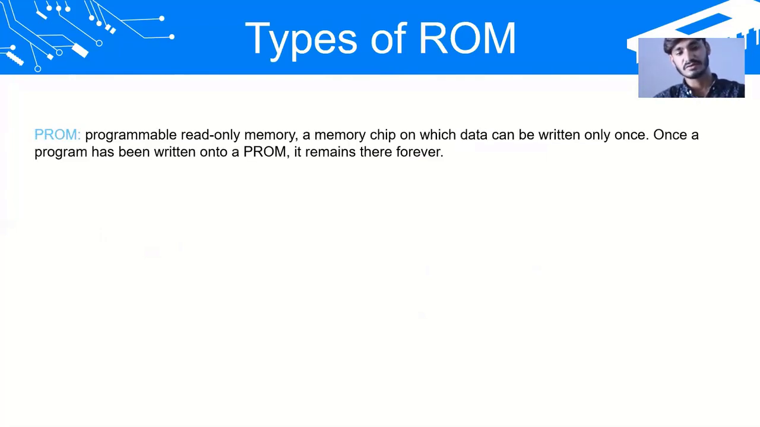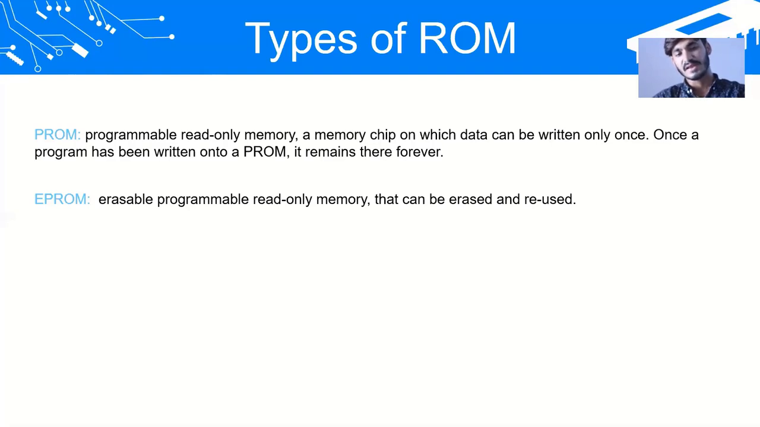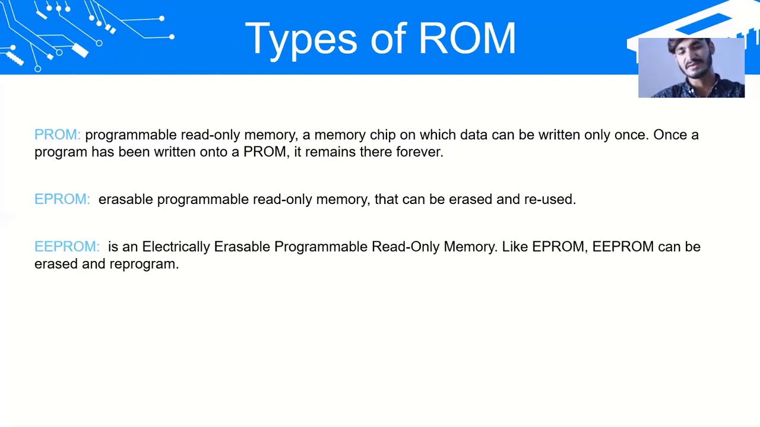So now we will discuss the types of ROM. First of all, PROM, programmable read-only memory, a memory chip on which data can be written only once. Once a program has been written onto a PROM, it remains there forever. And now EPROM, erasable programmable read-only memory, which can be erased and reused. And in the last, EEPROM is an electrically erasable programmable read-only memory. Like EPROM, EEPROM can be erased and reprogrammed.